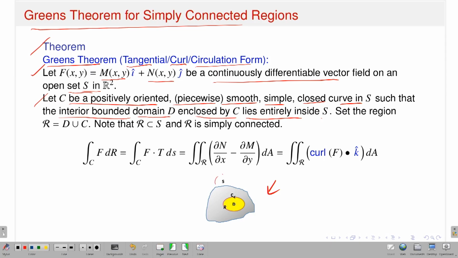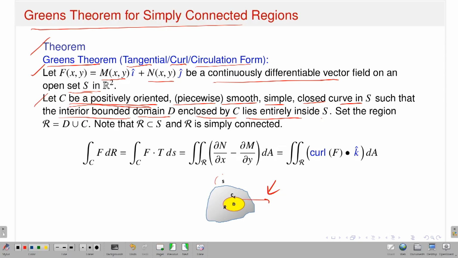So this is my open set S. Then what I have done, so let C be a positive... So look at the curve. This is my curve C. C is positively oriented because the arrow is given in the anticlockwise direction. It is smooth. Looking at the picture, it is clear. It is simple and it is also closed. So everything is there.